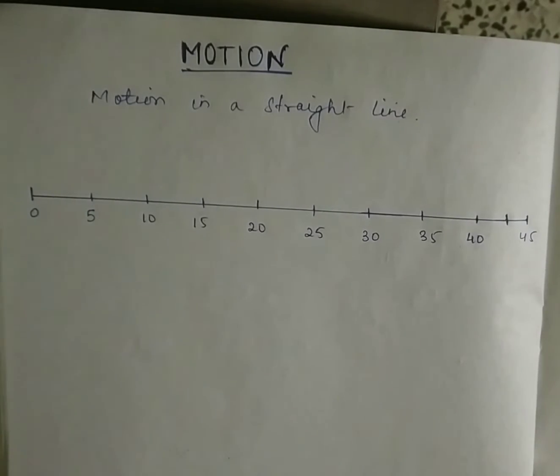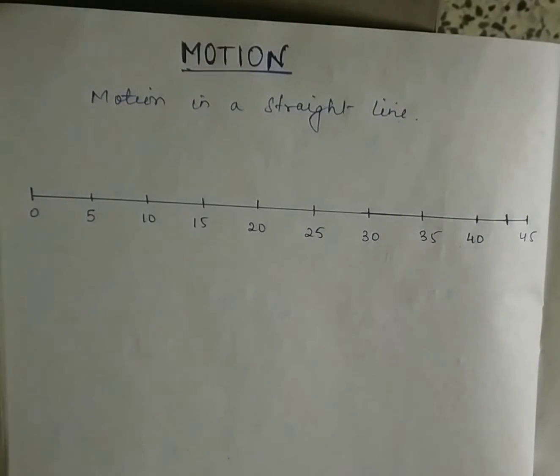Now let us try to understand motion. What do we mean by motion? Motion is nothing but change of position of an object with time. That means if an object is changing its position with time, then we say that the object is moving or the object is under motion. Now when we are talking about change of position, to understand the change of position of an object, we always need a reference point.